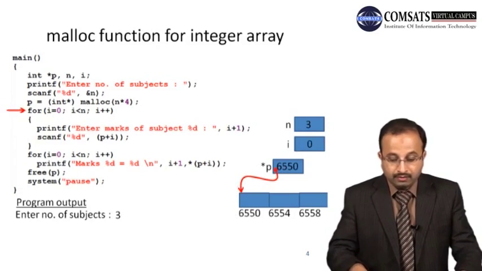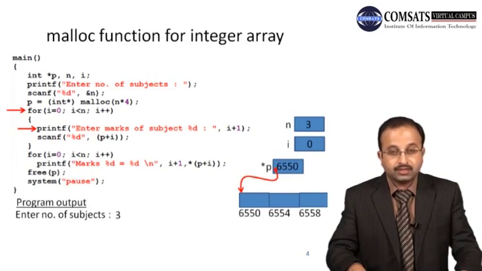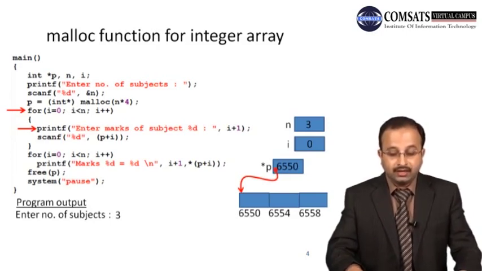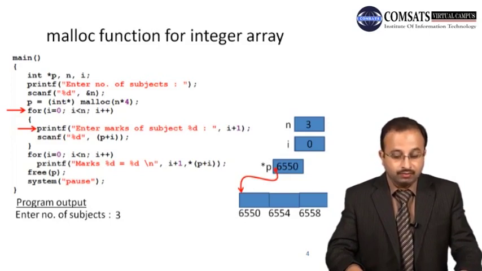For loop में I की value हमारे पास 0 है. So I की value 0 से initialize हो गई. I is 0 and 0 is less than 3. Condition is true. This is the next statement executed. So we get a message, enter marks of subject %d. %d की जगह value क्या आएगी? I plus 1. So I is 0, so 0 plus 1 is 1. So the value 1 will be displayed over here. Enter marks of subject 1, that will be printed.